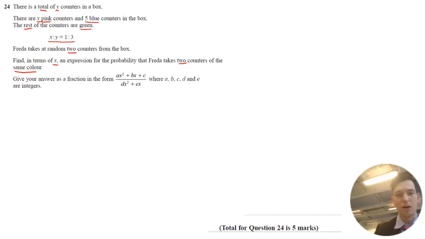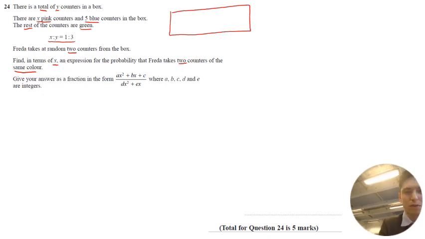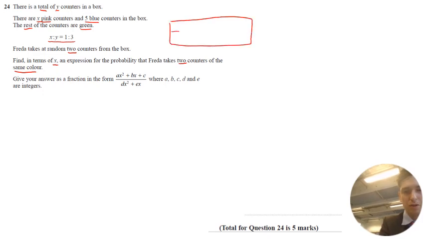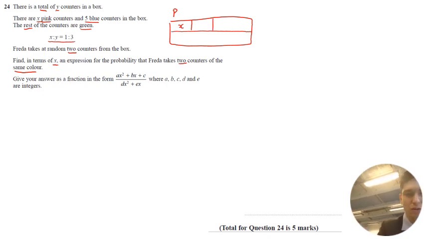What I am going to do, I'm going to start off with a bar model. So what do I know so far? I know for a start, I'll use P for pink, that there are x pink counters. I also know that there are 5 blue counters. And the rest are green. So I think I need to come up with an expression for the number of green counters. I'm also told that there are y in total.